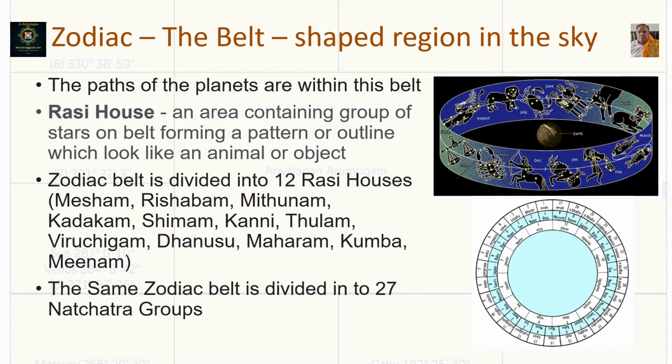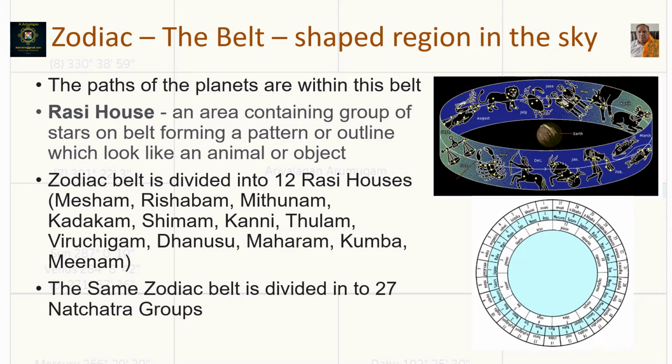In the same way, the zodiac belt is also divided into 27 Natchatra groups. That is another thing we have to understand: the zodiac belt is divided into 27 Natchatra groups, and at the same time it is divided into 12 Rasi houses. How the 27 Natchatras sit inside these 12 Rasi houses, and which Natchatra goes into which Rasi house, we will discuss.